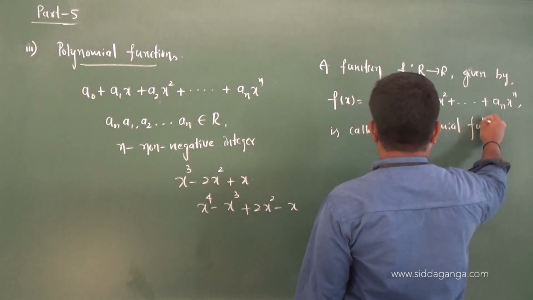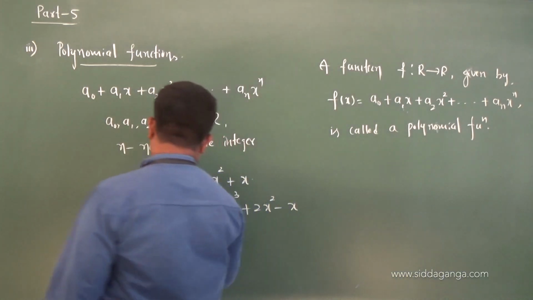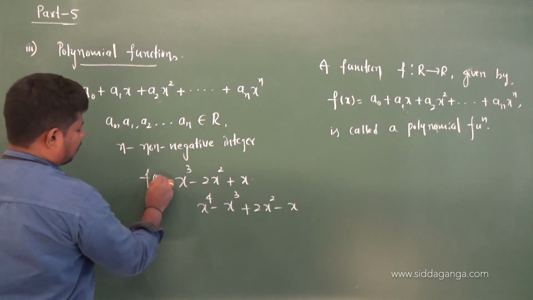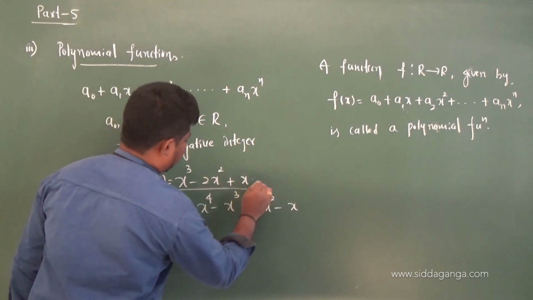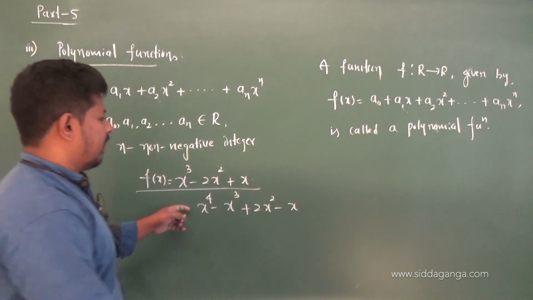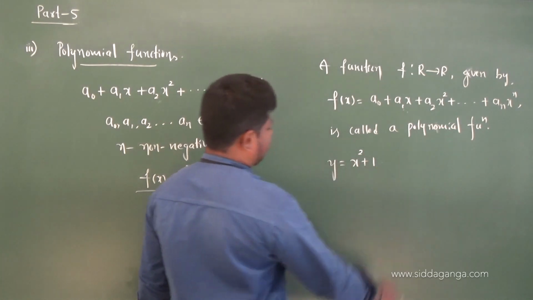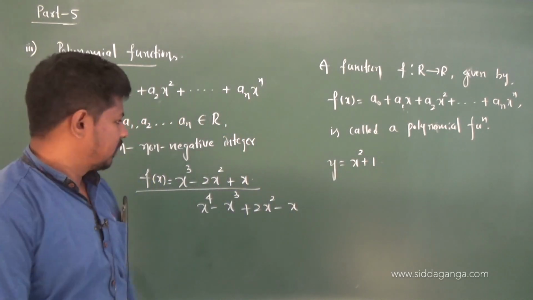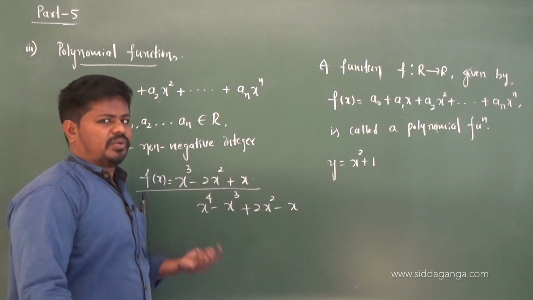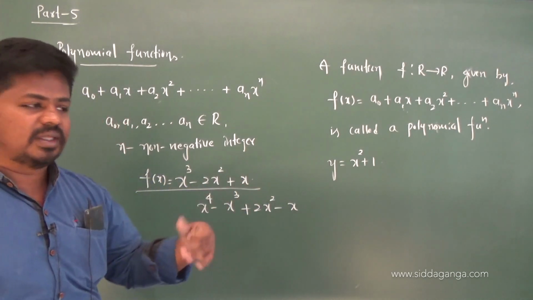A polynomial function. Simple, students. For example, this one, f of x is equal to this. This is an example of a polynomial function. Or y is equal to x square plus 1. This is also an example of a polynomial function. f of x or y, both are the same. Whatever you can write.